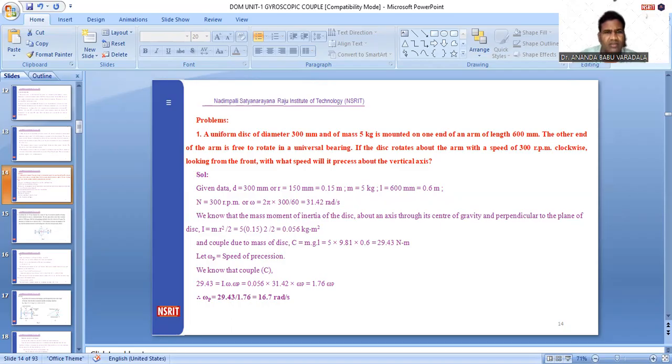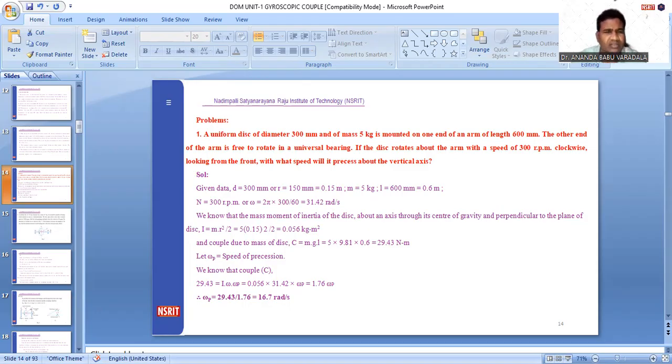Now let omega P be the angular speed of precession. And we know from the gyroscopic couple concept, the gyroscopic couple C equals the product of the mass moment of inertia, the angular velocity of the disc, and the precessional angular velocity of the disc when the axis of spin rotates in the plane of precession about the axis of precession.